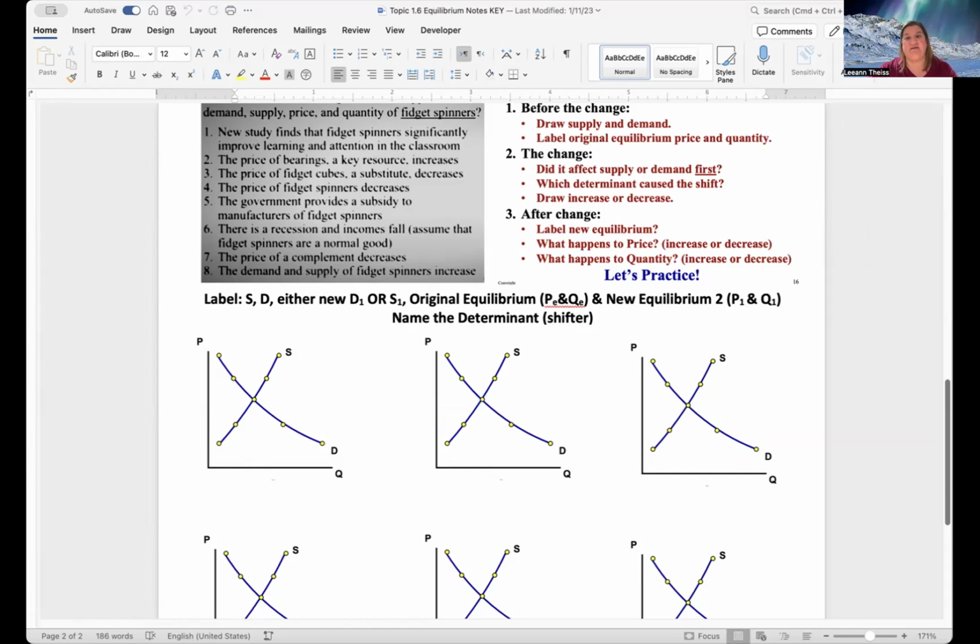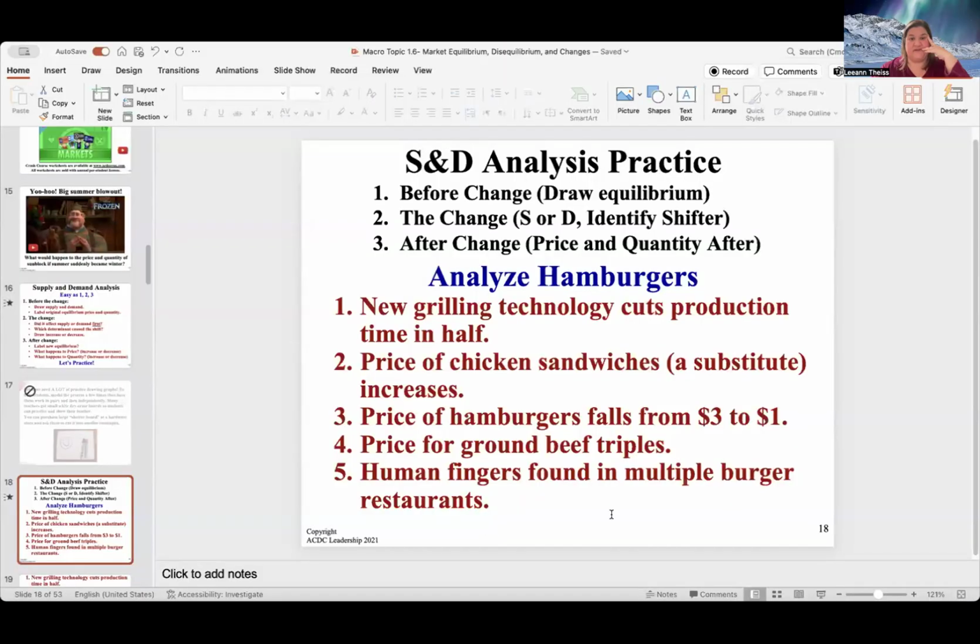I'm going to go back to the original PowerPoint, but you're going to walk through each of the scenarios that I give you. You're going to graph them here on this paper, but just to speed things up, you don't have to draw the axis in the original curves. Okay, so we're going to analyze what happens to hamburgers with these 5 different scenarios. So let's start things off.